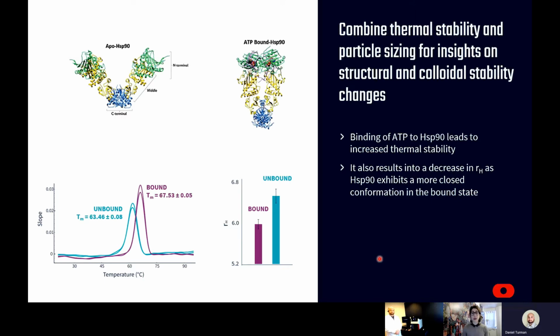So here we see the crystal structure of heat shock protein 90 alone and bound to ATP. And not only does binding increase the thermal stability of the protein indicated by the nano-DSF data on the left, but binding also induces a change in the conformation from an extended state to a very compact state, which is reflected in the shift in the hydrodynamic radius shown on the bottom right.